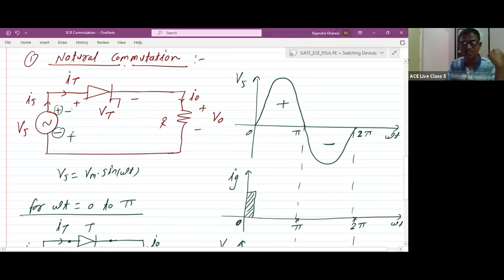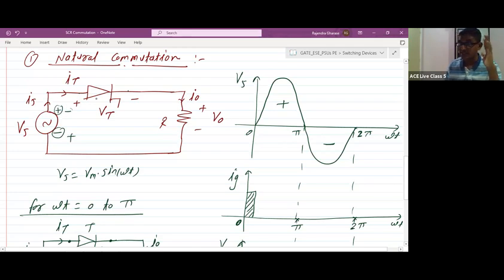Supply voltage negative means the lowest potential is here and the highest potential is here. The lowest potential will appear at the anode of the thyristor, and the highest potential through the load will appear at the cathode of the thyristor. So the anode is at a lesser potential than the cathode. Can we say that SCR will be in the reverse bias mode? So always keep it in mind: when Vs is negative, the thyristor is in a reverse bias mode.